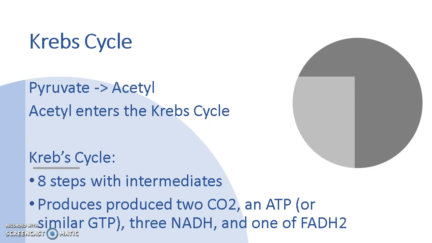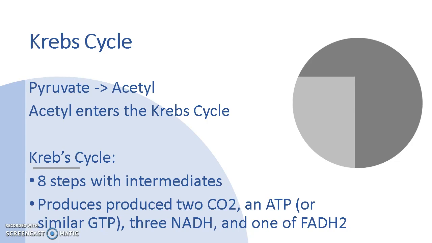Pyruvate can enter another pathway called the Krebs cycle after being broken down in a transition reaction to 2-carbon acetyls by an enzyme and attached to a coenzyme for transport. In prokaryotes, the Krebs cycle and the transition reaction both occur in the cytoplasm. In eukaryotes, like humans, they take place in the mitochondrial matrix of the cell.